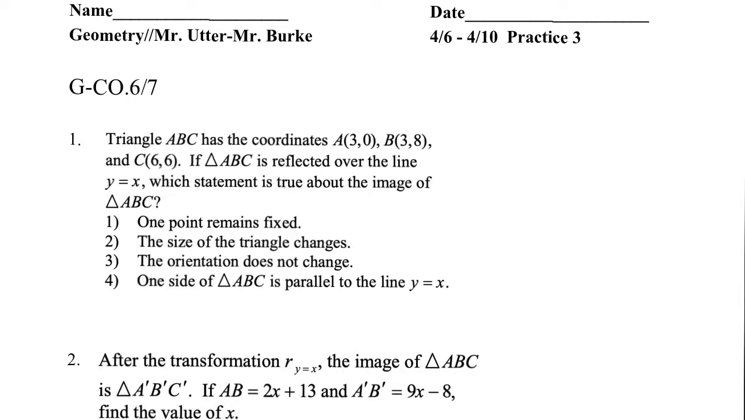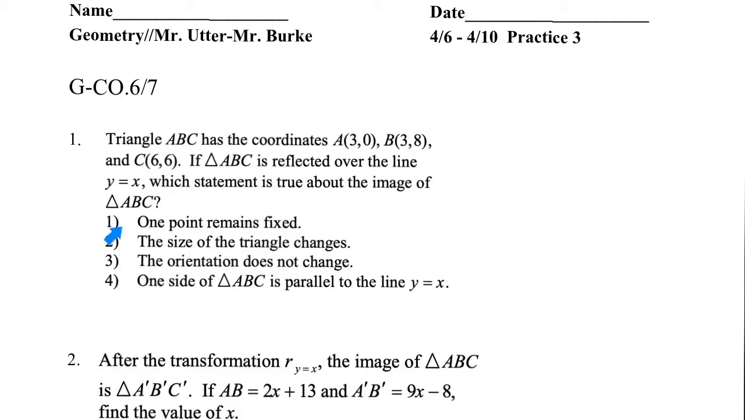Number 1, we've got triangle ABC and it has those coordinates. And ABC is reflected over the line y equals x. They want to know which statement is true about the image of ABC after being reflected over the line y equals x. So let's just go through the four answer choices here.